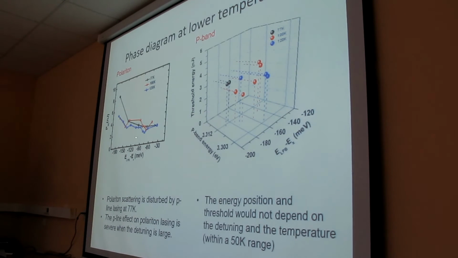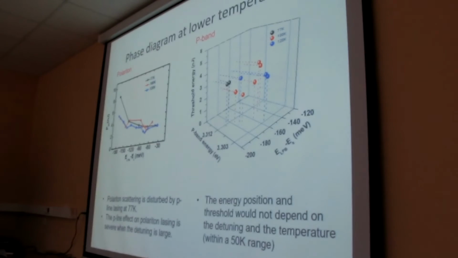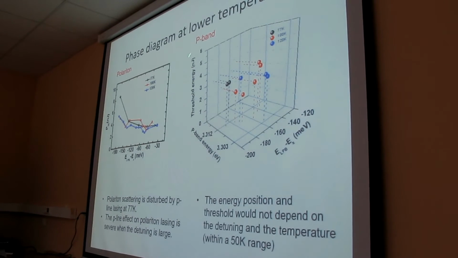I mean that this is the polariton threshold. This is the threshold for polariton lasing. Polariton lasing from the p-band or from the lower state? From the lower state. And this is the p-band threshold. This is for the p-band and this is for polariton.